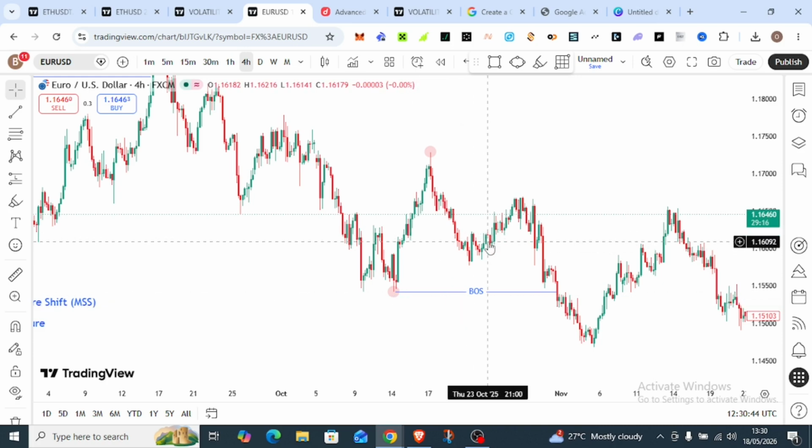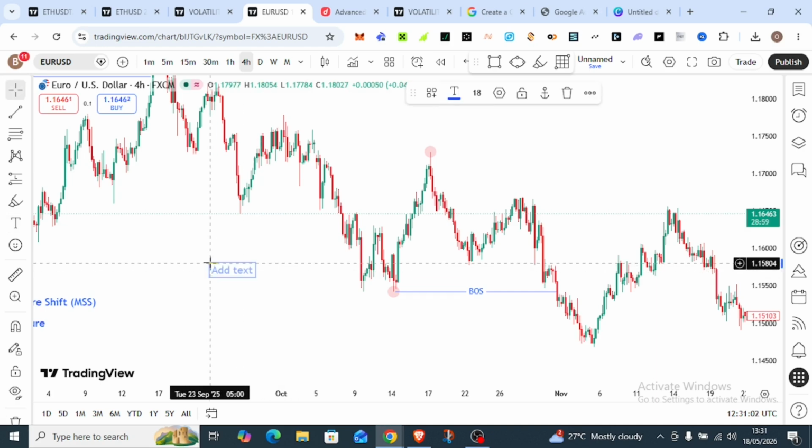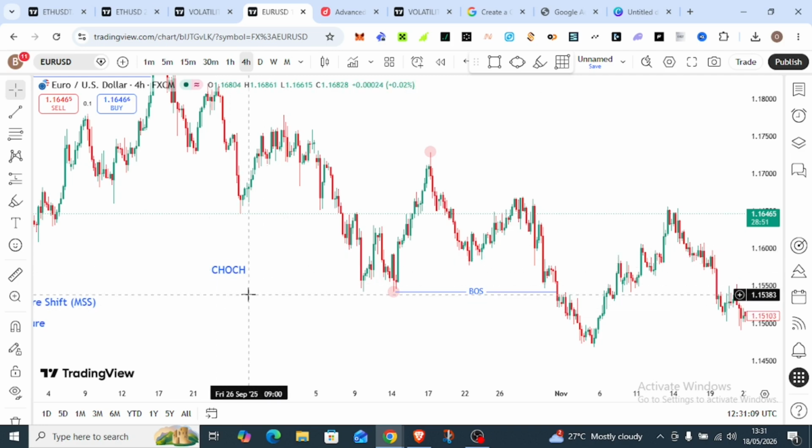So let's move to the next thing, which is change of character. Change of character, written as CHOCH. Let me write it out. Change of character, CHOCH. This is how to write change of character, the short form. It can also be called MSS, which is market structure shift. Change of character is an early warning that trend may change.